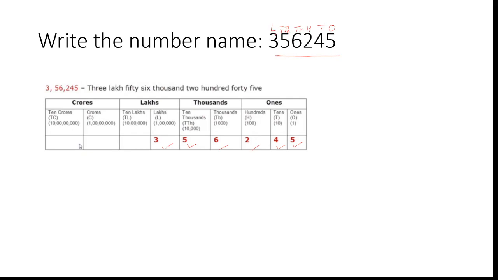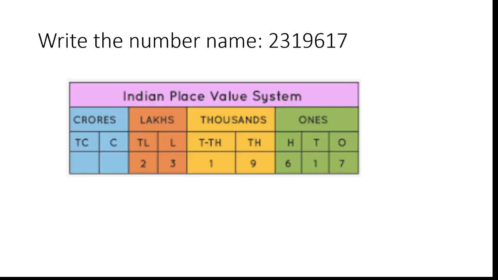then lakh. Now after every period we have to put a comma. 2, 4, 5 will come in ones period, 5, 6 will come in thousands period, and 3 will come in lakhs period. So how will you read this? 3,56,245. In this way you have to write the number name. Moving to the next page.